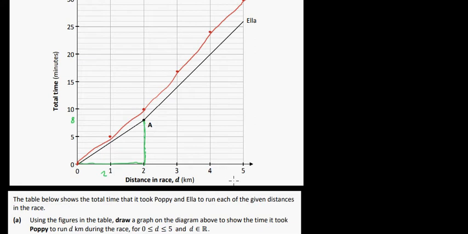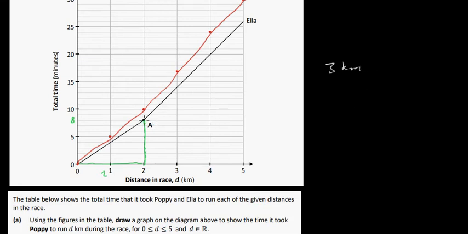So from A to the end. Let's take the total distance from A to the end. The distance here is 2 kilometers. The distance up to here is 5 kilometers. So she's gone 2, 3, 4, 5. She has gone 3 kilometers. I'll just write that down here just to remind me. She's gone 3 kilometers from A to the end.